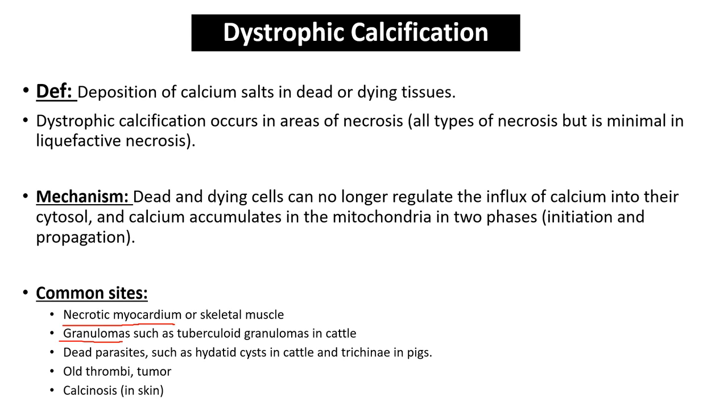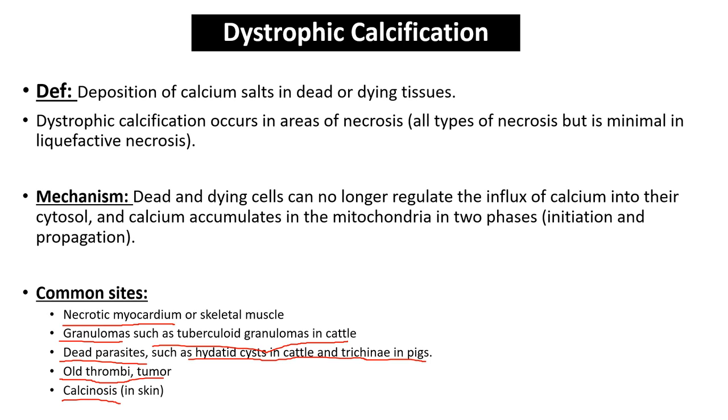Granuloma is the aggregation of chronic inflammatory cells and giant cells, such as tuberculoid granulomas in cattle, and maybe dead parasites, such as hydatids in cattle and trichinae in pigs. So if a parasite died in a certain organ, calcium can deposit on this parasite. Maybe also an old thrombus or tumor that underwent necrosis and then calcification happens.